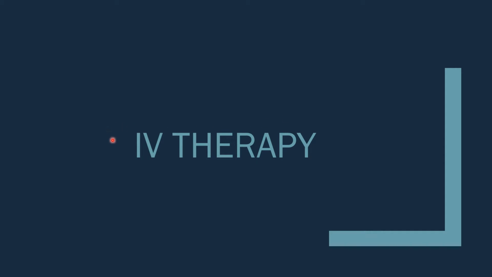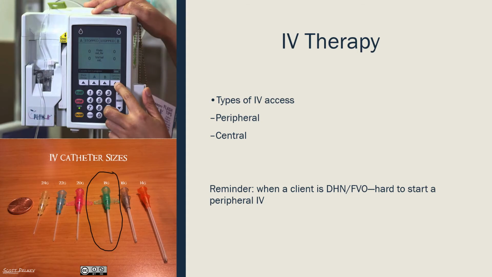Now, IV therapy. When it comes to IV therapy for our patient, it depends on what they need. We have different types of IV access: peripheral and central line. Reminder that when a client is dehydrated or has fluid volume overload, it is very hard to start a peripheral IV. You might not see veins if they are dehydrated. If they are having fluid volume overload, it's still a hard stick because they have a lot of edema and it's hard to locate their veins.